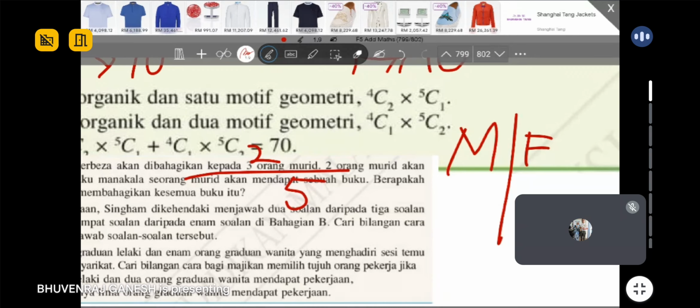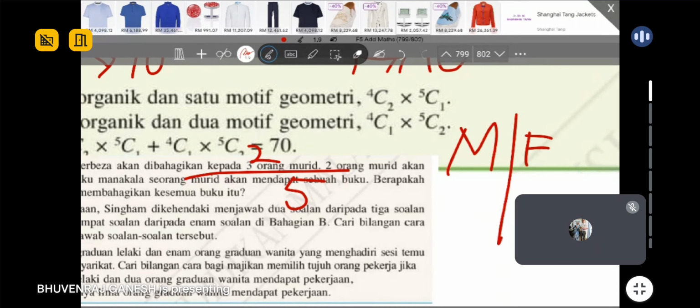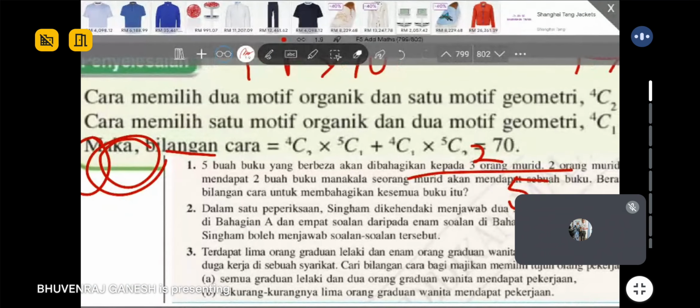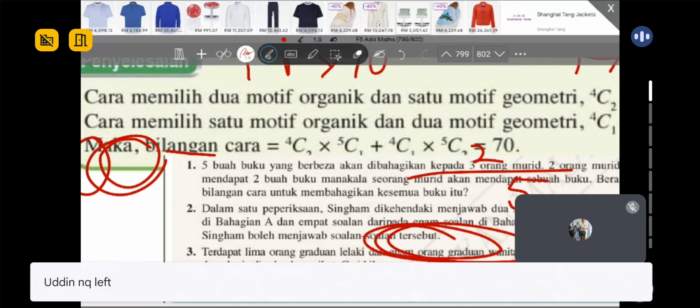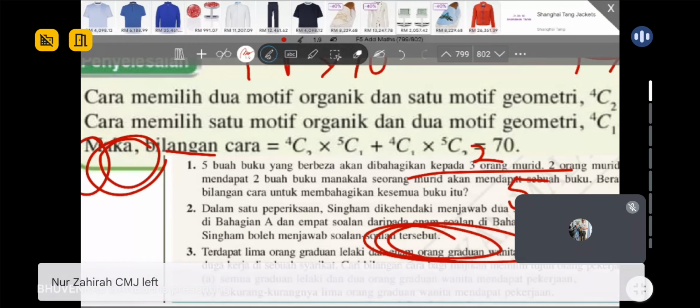So you can only say 5 female, 2 male, 6 female, 1 male. Can I say 7 female, 0 male, guys? Yes or no? 7 perempuan, 0 lelaki. Is this a case? Cannot. Okay, so why cannot? Because you got only a total of 6 female. So 6 is your maximum number for female. Tak boleh lebih dari 6 perempuan. So 7 and 0 tak boleh. Walaupun lelaki boleh, 0 lelaki, tapi perempuan tak cukup orang.